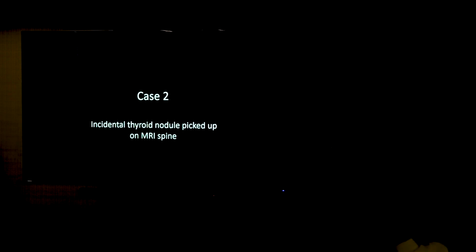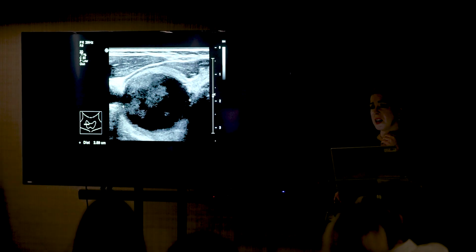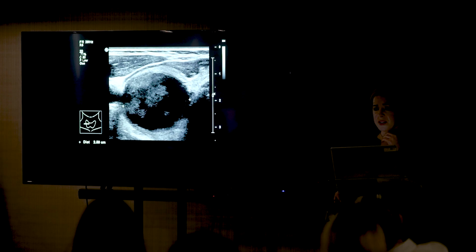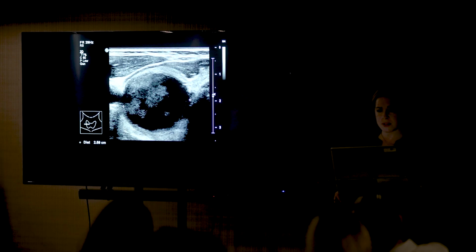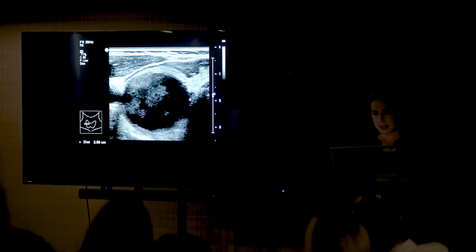Case 2, an incidental thyroid nodule on an MR spine. So again, think how you would give this a U classification. I think the U classifications are actually very similar between the UK guidelines and the EU ones. So I think they would completely overlap for all these cases.